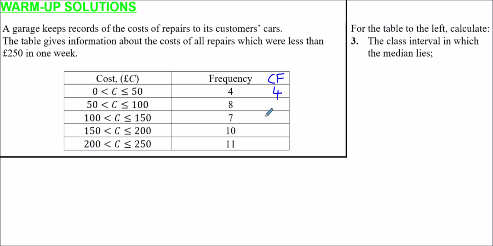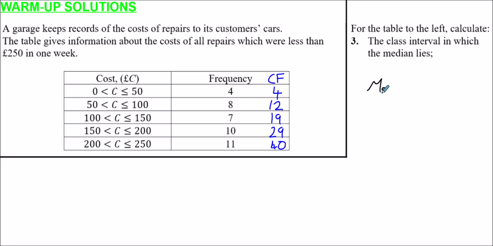But we're going to stop as soon as we get to more than halfway. The median is going to be halfway within the data set. And so what we need to do here is to actually think about what the total of all these will be. Then we'll refer back to the cumulative frequency. Carrying on with the cumulative frequency, 4 plus 8 would give us 12. 12 plus 7 is 19. 19 plus 10 is 29. And finally 29 plus 11, that gives us 40.